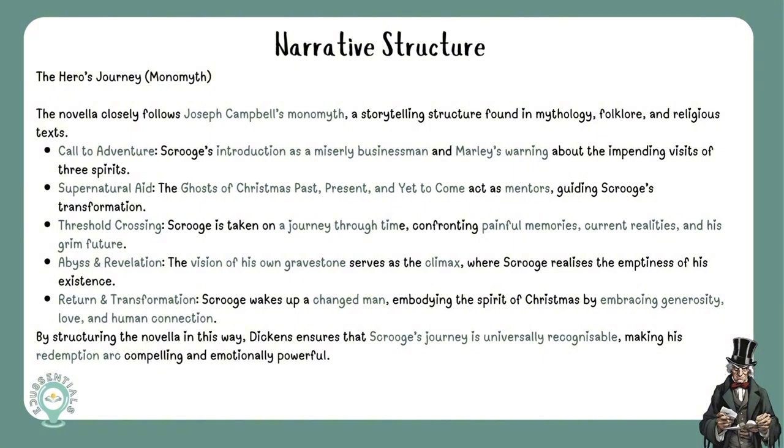Then we have threshold crossing, where Scrooge is taken on a journey through time, confronting painful memories, current realities, and his grim future. Then we have an abyss and revelation. The vision of his own gravestone serves as the climax where Scrooge realizes the emptiness of his existence. And finally, we have return and transformation. So he wakes up a changed man, embodying the spirit of Christmas by embracing generosity, love, and human connection. So by structuring the novella in this way, Dickens ensures that Scrooge's journey is universally recognizable, making his redemption arc compelling and emotionally powerful.